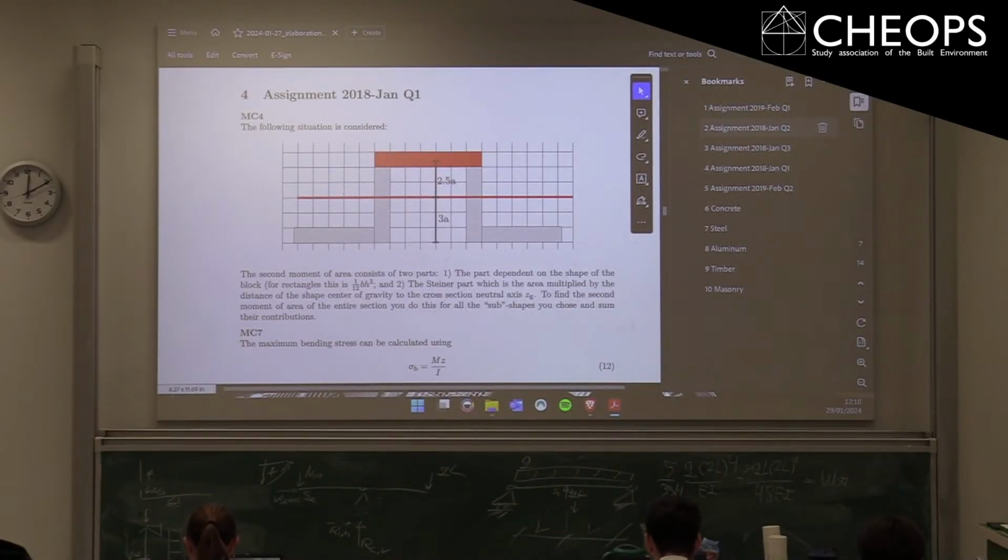Okay, so some small notes on the cross-sectional properties. I won't do the neutral axis; I hope you understand that at this point. I am going to start with this part.